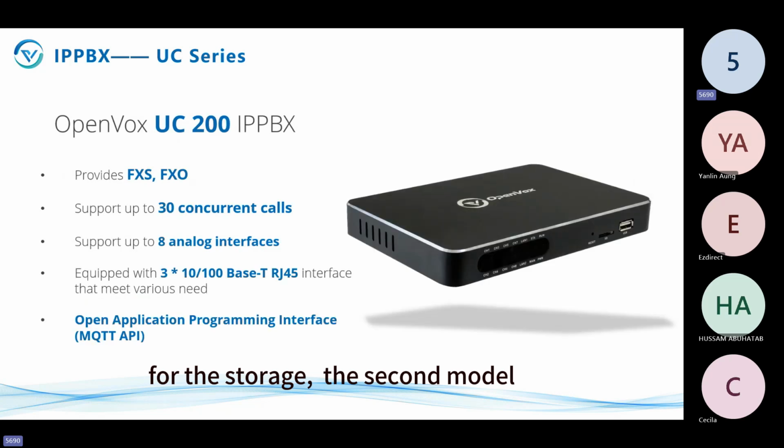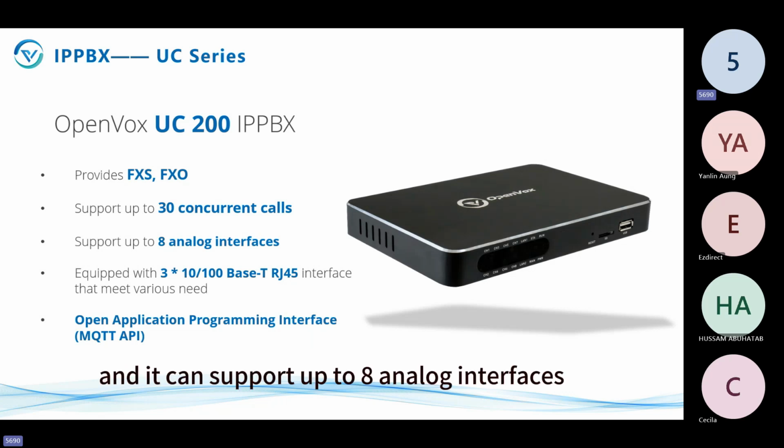The second model is UC200. It also provides FXS and FXO interfaces. And this one has stronger performance. It can support up to 30 concurrent calls, and up to 8 analog interfaces. It also supports a WAN network interface.